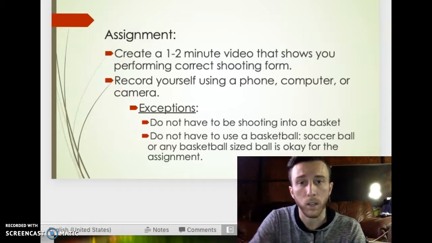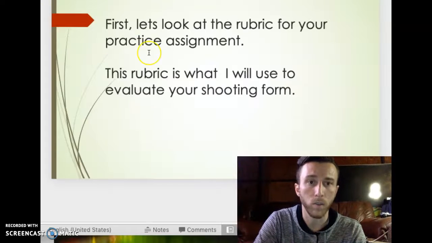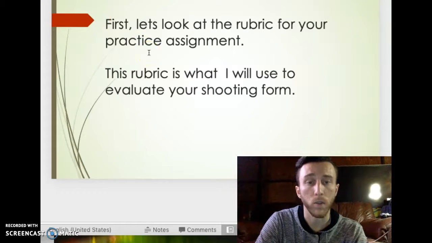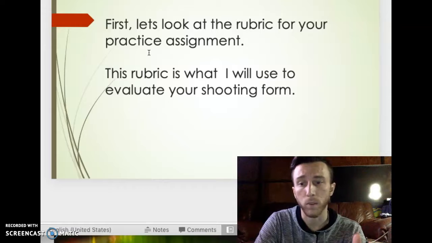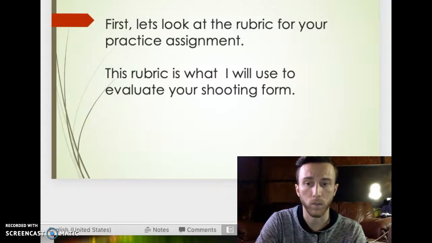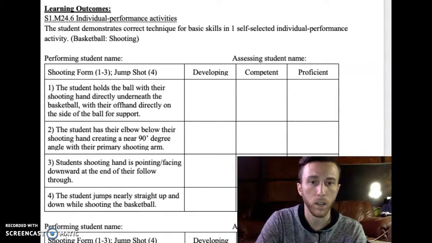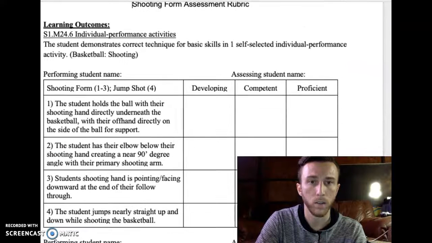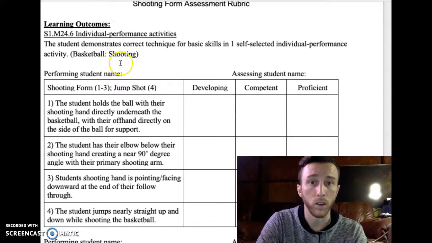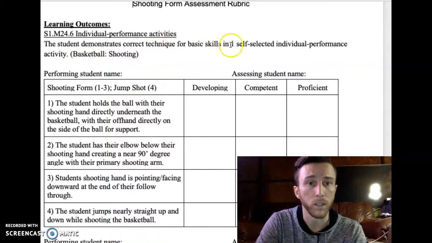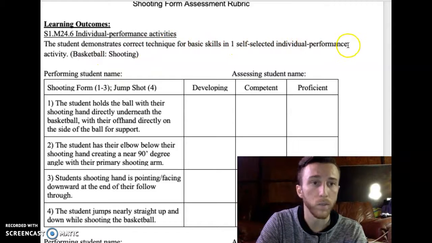Okay, so here we're first going to look at the rubric. While you're recording yourself, this is what I'm going to be looking for in your shooting form. So let's pull this up here. Okay, so here we go. Our learning objective for this assessment is that the student demonstrates correct technique for basic skills in one self-selected individual performance activity, and this is basketball shooting.